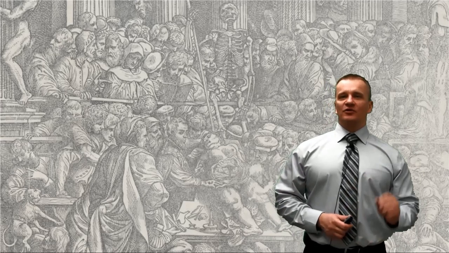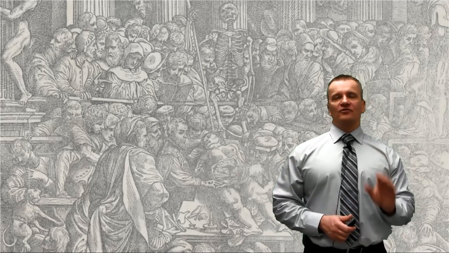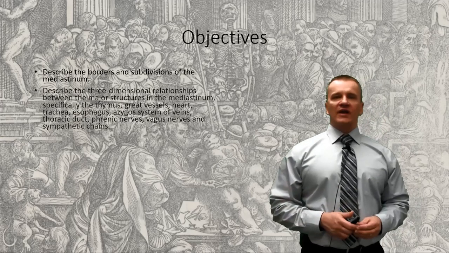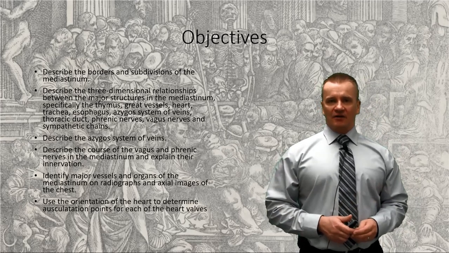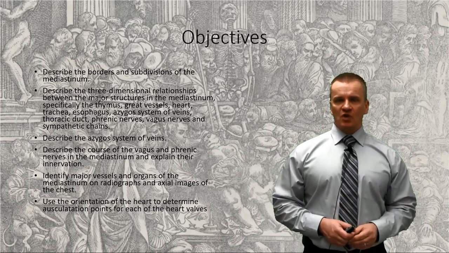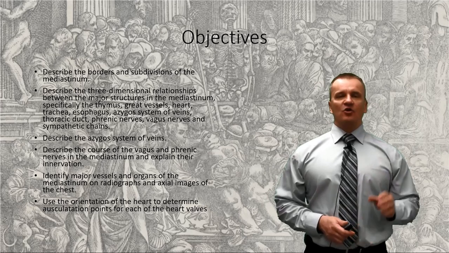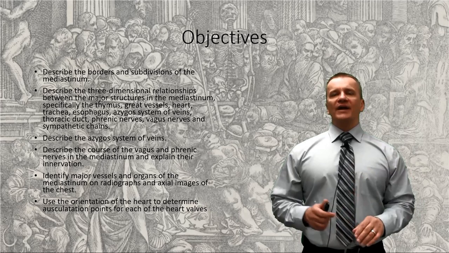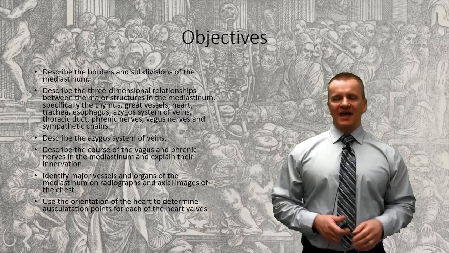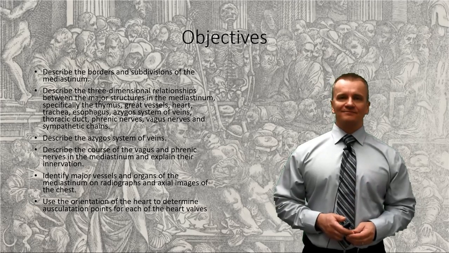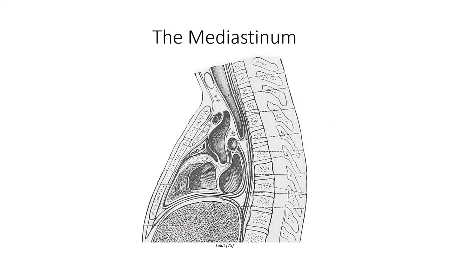We'll finish things off with a relatively short discussion of the other structures found within the mediastinum, aside from the heart. We'll start with a look at the different regions of the mediastinum itself, then move into the three-dimensional orientation of the structures found within it. We'll review the azygos venous system and the course of the major nerves that pass through the mediastinum. Finally, we'll look at radiographic interpretations of the mediastinum and explain points of auscultation for listening to the different heart sounds. We start this discussion with a look at the specific boundaries and regions of the mediastinum.